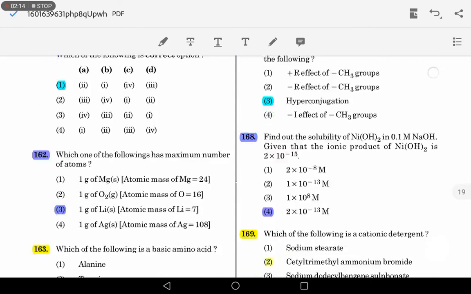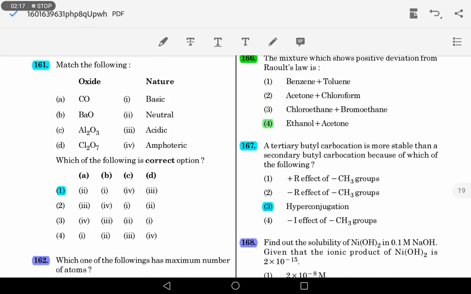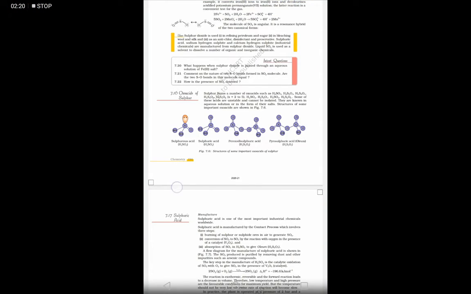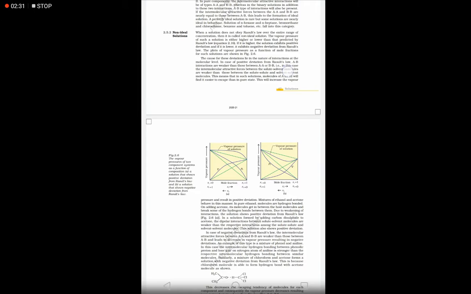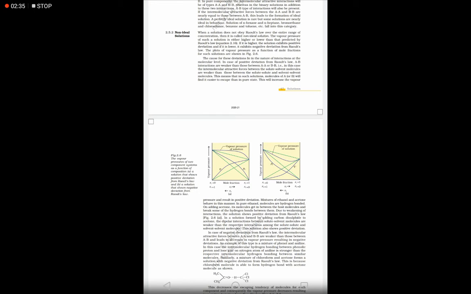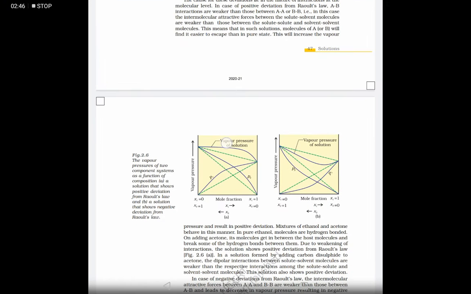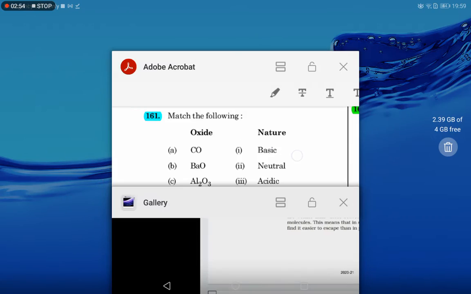166. The mixture which shows positive deviation from Raoult's law. Again a direct statement. It's a memory based one. In case of positive deviation, the intermolecular attractive forces between the solute molecules and solvent molecules are weaker than those between the solute molecules and between the solvent molecules, hence it is called positive deviation. You could observe that the vapor pressure is greater than the expected pressure. So the example is mixture of ethanol and acetone. Direct.